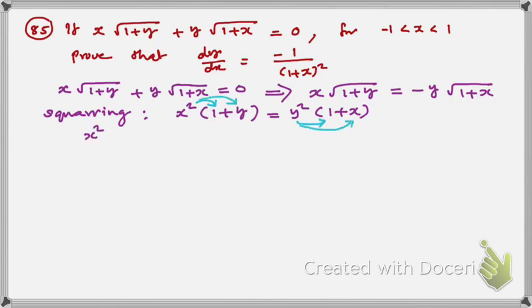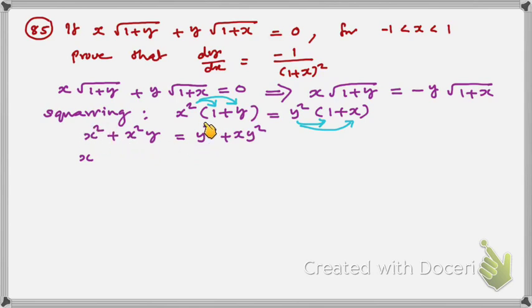So when you open the bracket, x square will multiply both the terms inside. So x square into 1 is x square, plus x square into y, x square y, is equal to y square into 1 is y square, plus y square into x is xy squared. In the next step, what I do is, I'll try to rearrange in such a way that I have got similar kind of terms put together.